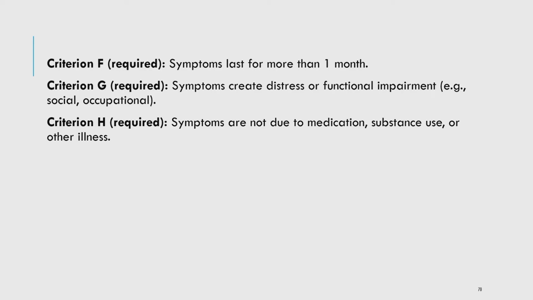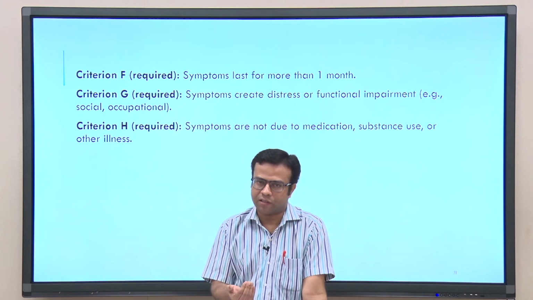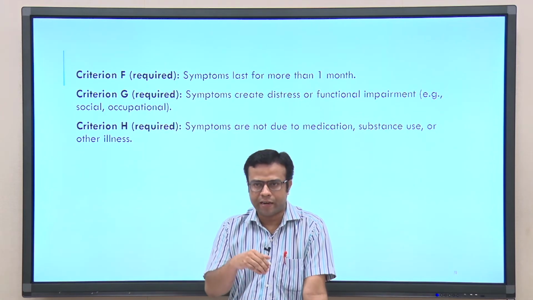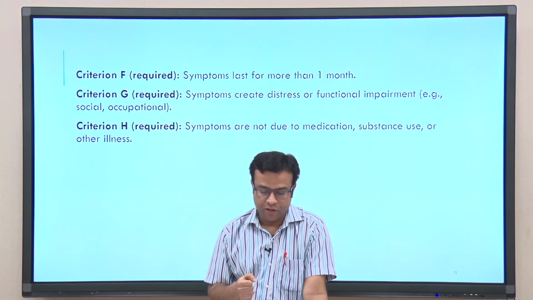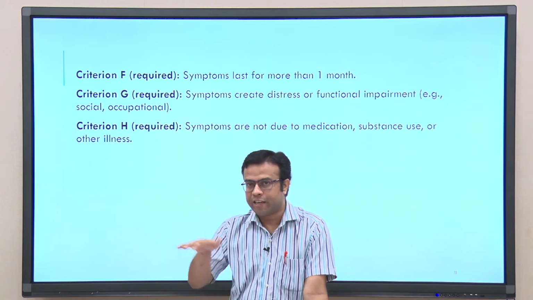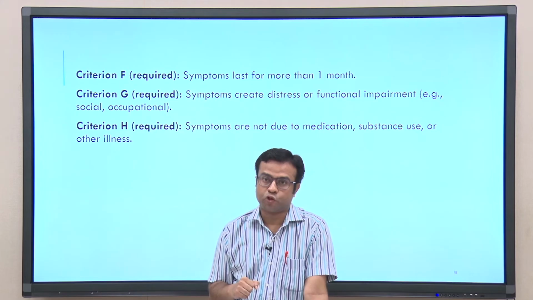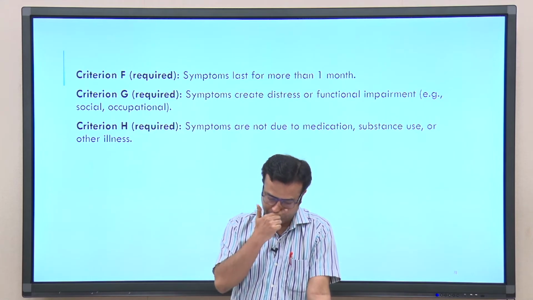Criterion F, which is required, says the symptoms last for more than 1 month. Because that is the difference between acute stress disorder and PTSD. If it is less than 1 month, then it can be called acute stress disorder, but if it is more than 1 month, only then we can call it a post-traumatic stress disorder diagnosis.